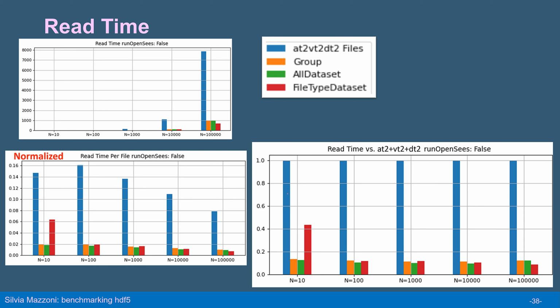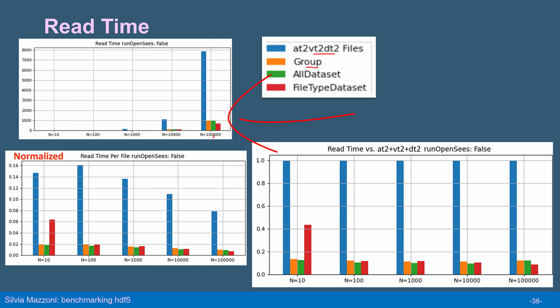So let's take the application away and just really look at the numbers, because in the end, if you could save a little bit of time, anything helps. On the left-hand side of this figure, I'm plotting how much read time we have for different numbers of files, from 10 to 100,000 files. I'm reading the AT2, VT2, and DT2 files.